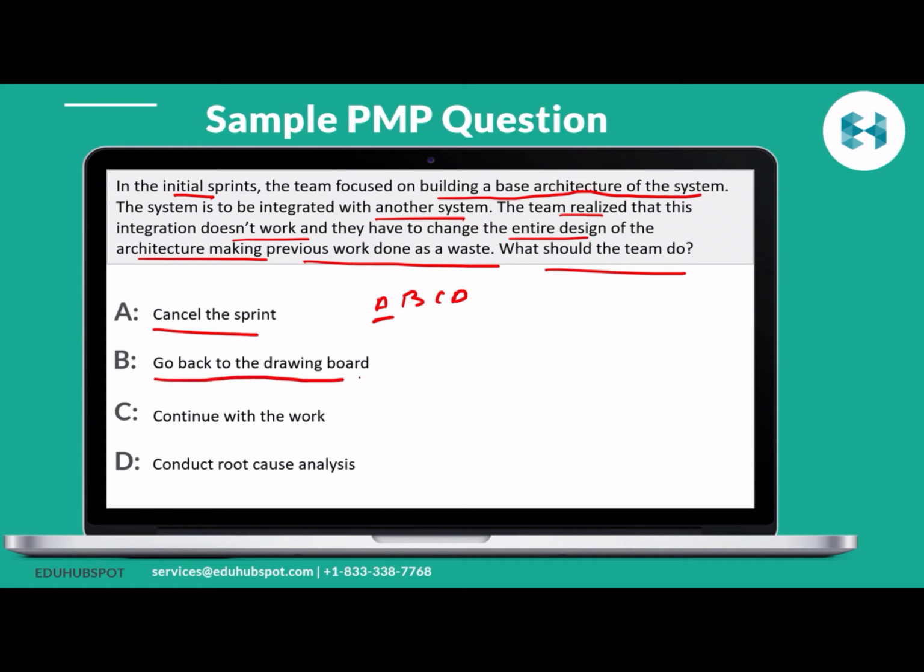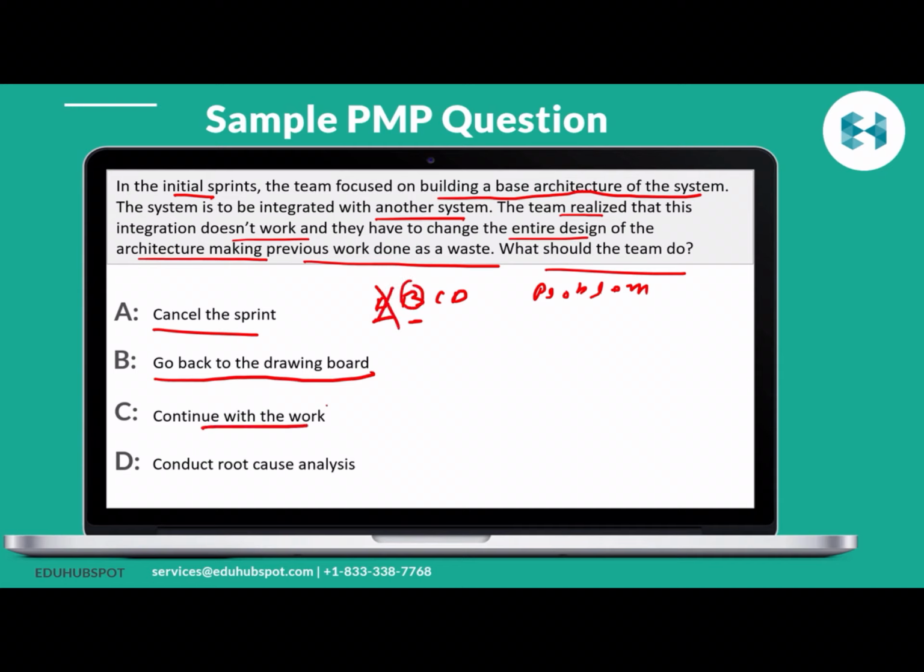You can actually cancel the sprint because whatever work you have done is actually a waste. B, go back to the drawing board. This also makes sense. Cancelling the sprint is saying straight away, just cancel it. Go back to the drawing board is actually kind of resolving the problem. Always remember, in your PMP exam, pick the answer choice which is resolving the problem. So if I have to pick between A and B, I will definitely go for B. So I am eliminating A.